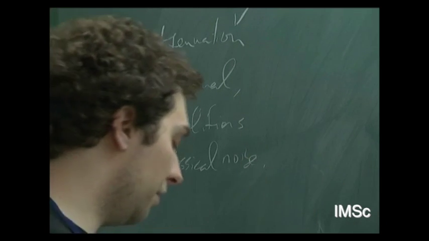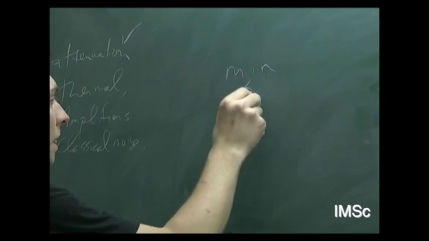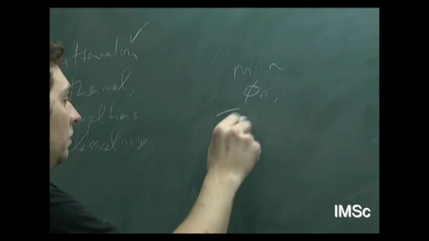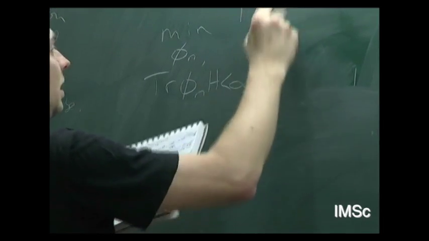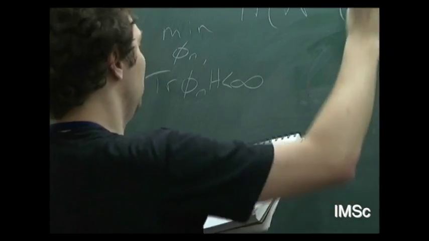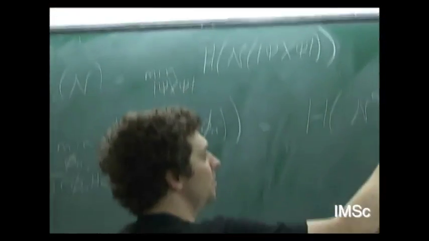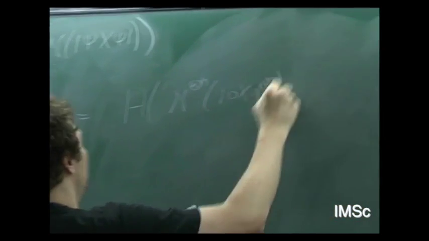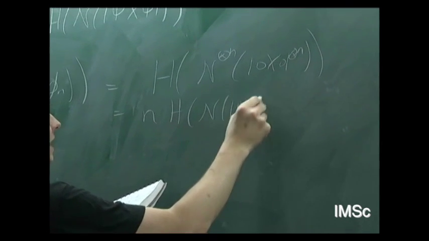So the result is going to be that if I minimize over all states, we have to insist that the states have finite energy. The entropy of the output of n copies of the state is going to be equal to the entropy of the channel acting on n copies of a vacuum state. And that's just equal to n times the entropy of the channel acting on a vacuum state.